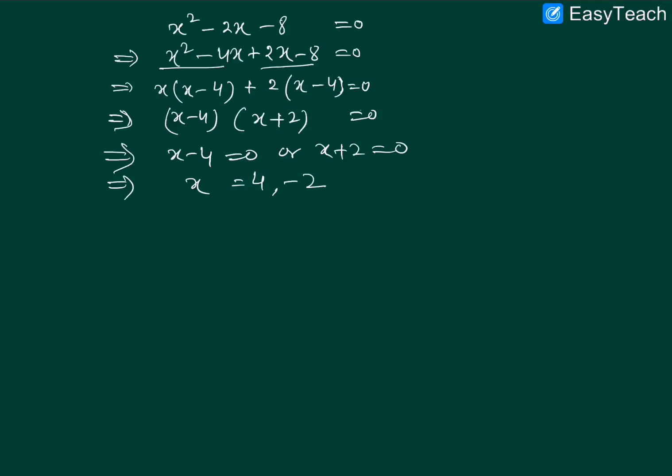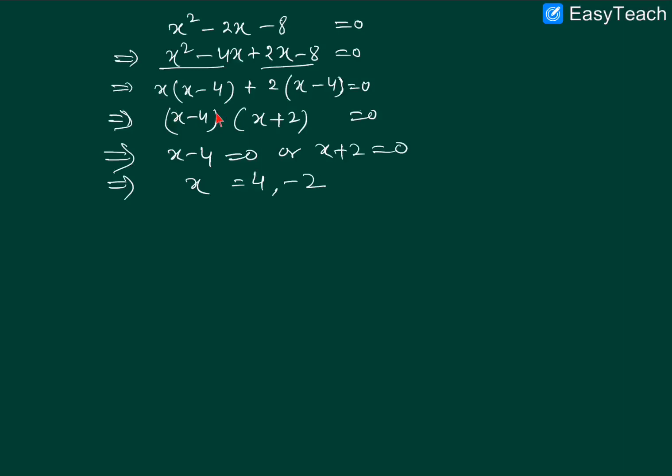and after splitting the middle term, we have made groups of two terms. Then in first group there is x common, so we get x minus 4. Then in other group there is 2 common, so we get x minus 4 inside the bracket. Now in both these terms x minus 4 is common, so we have x plus 2 in other bracket.